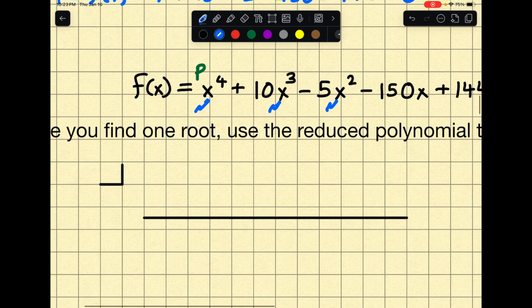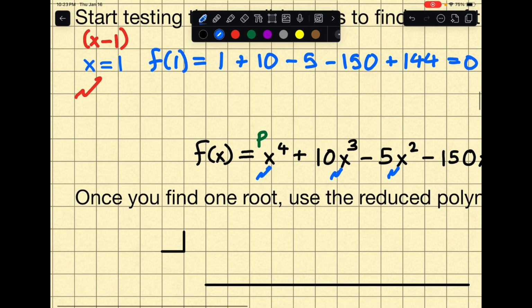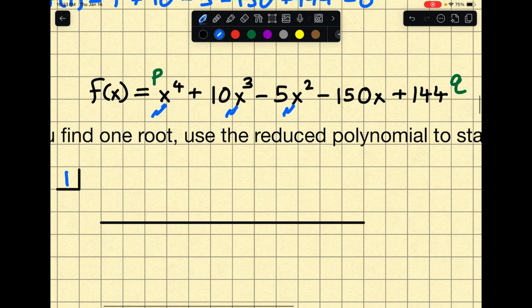So there's our degree 4 polynomial. We're dividing it by the factor x minus 1. What goes inside the box is the root, or the value of x that makes that factor equal 0. So we're going to put a 1, and then we'll put the coefficients of our problem: 1x to the 4th, 10x cubed, negative 5x squared, negative 150x, and then 144. Okay, now we go through the process of the synthetic division.